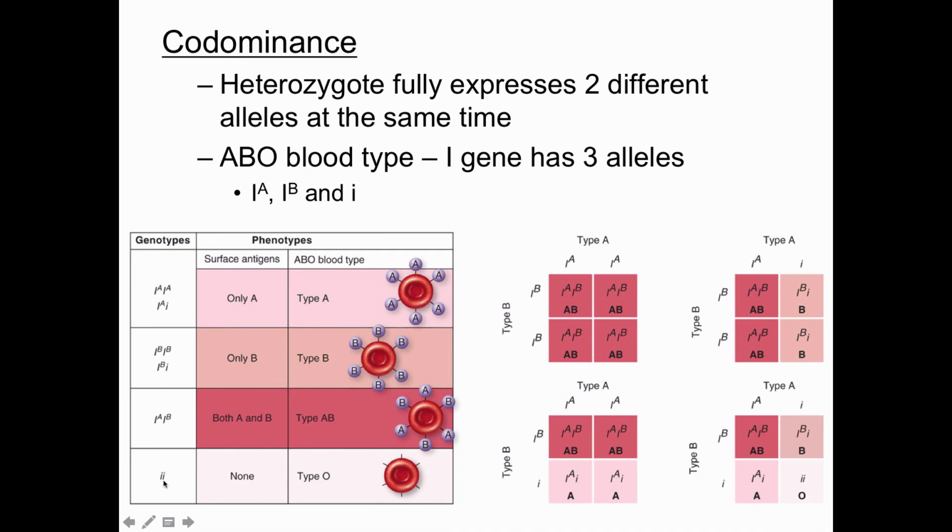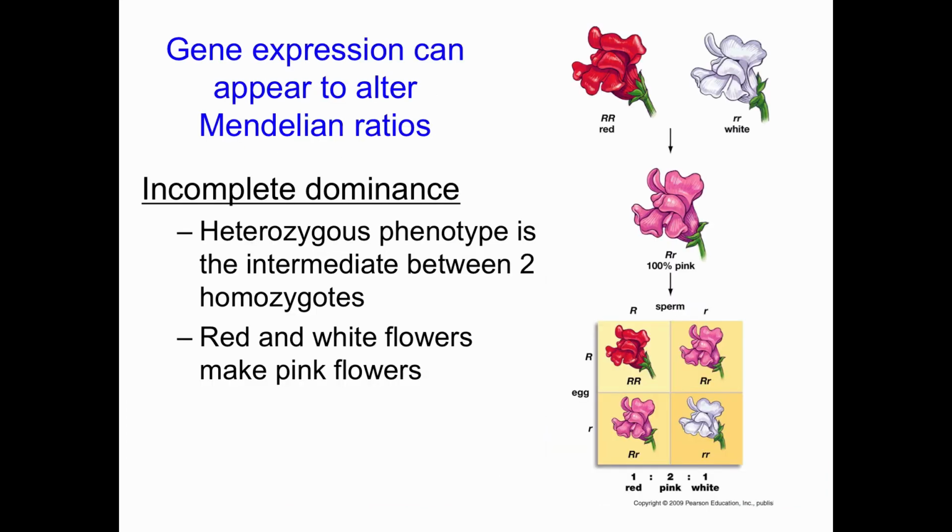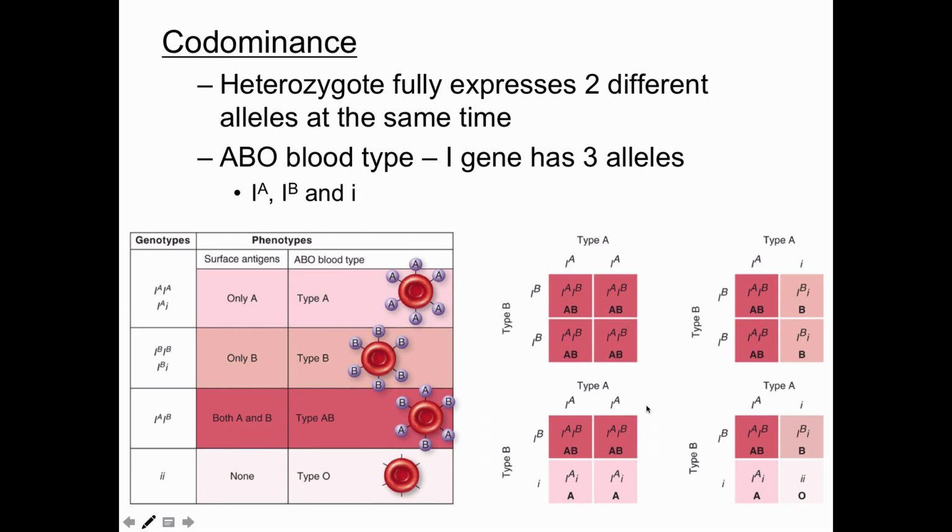And this is called codominant because in the AB offspring, a person that has an AB phenotype, they have both the big I, big A allele and the big I, big B allele both expressing. That's called codominance. Versus what we just saw with incomplete dominance, they're not both expressing, right? It's a blending. It's an intermediate between the two, whereas this is full expression with type AB blood.